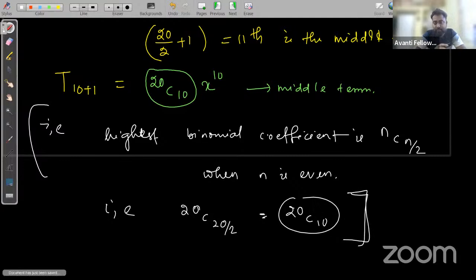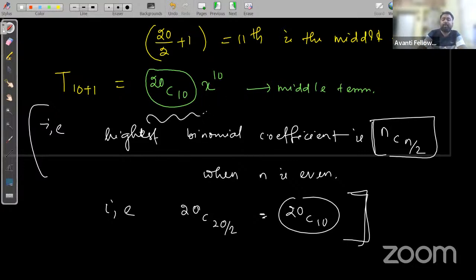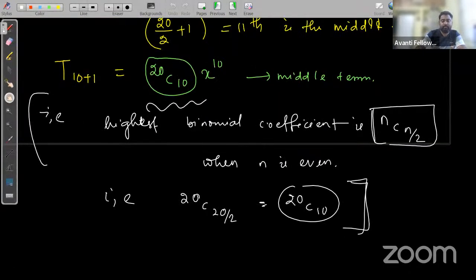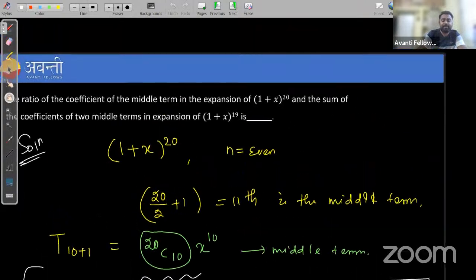When n is given as even, and you are asked to find the highest binomial coefficient, easily you should remember the highest binomial coefficient will be nC(n/2). Clear? So this is the middle term of the first given expansion. Now we'll move to the next.